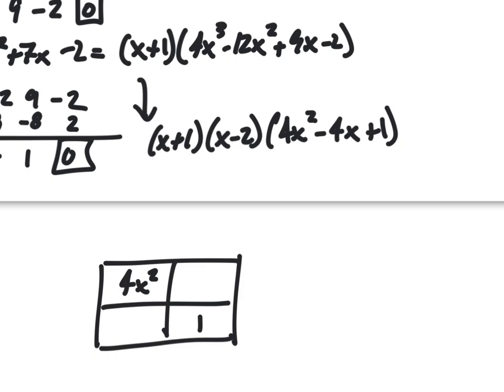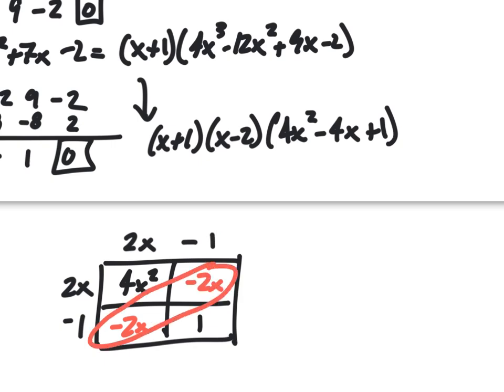Now my middle terms, these two numbers here, have to add to negative 4x. So I'm going to do 2x and 2x here, and then negative 1 here and negative 1 here. If I take negative 1 times 2x, it's going to give me negative 2x, and negative 1 times 2x gives me negative 2x over here. Now if I add those together, it's going to give me negative 4x. So this is factored completely.